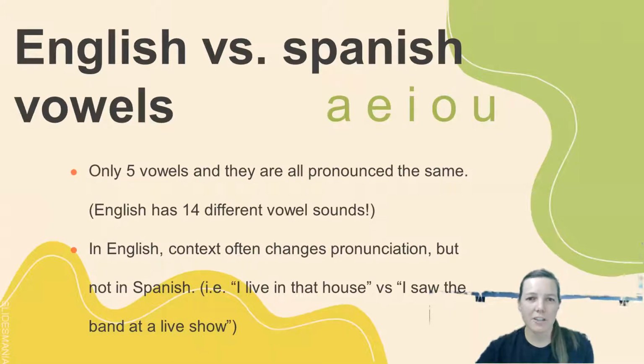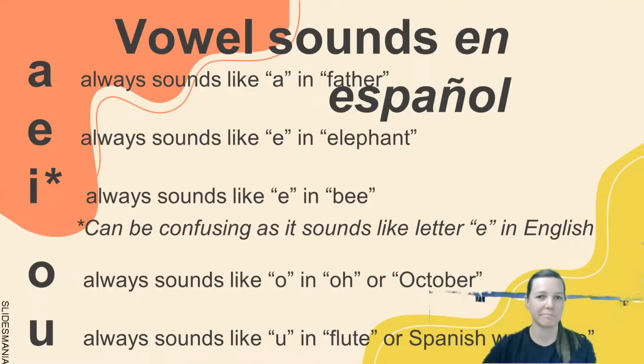So in Spanish and in English, there are 5 vowels, but the good thing about Spanish is that the vowels do not change pronunciation. In English, there are 14 different vowel sounds. In English, often the context changes the pronunciation, but not in Spanish. So in English, here's an example. I live in the house versus I saw the band at a live show. So you hear live and then live, but they're spelled the exact same. This does not happen in Spanish.